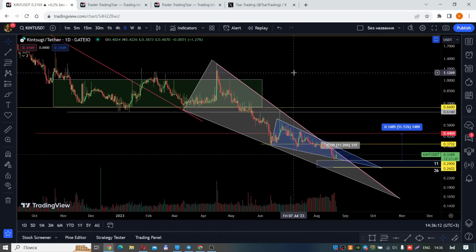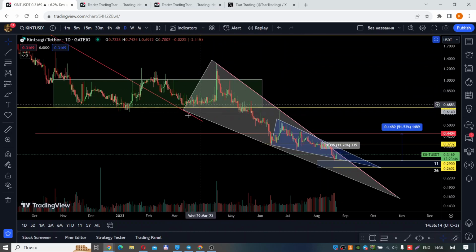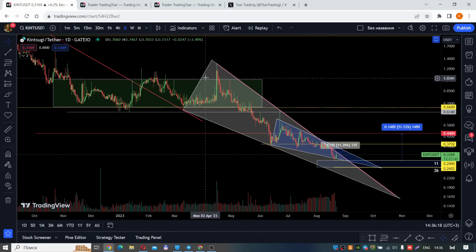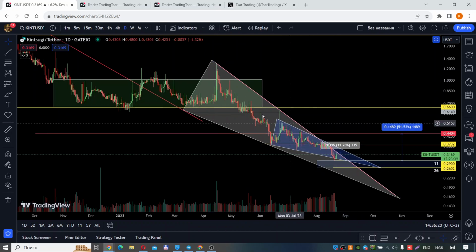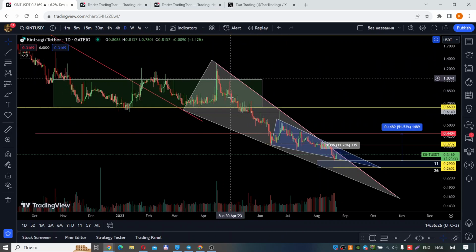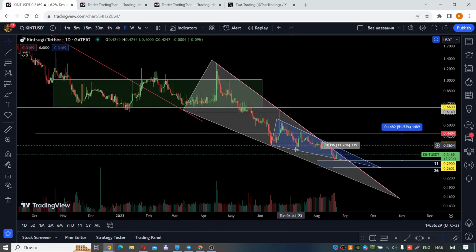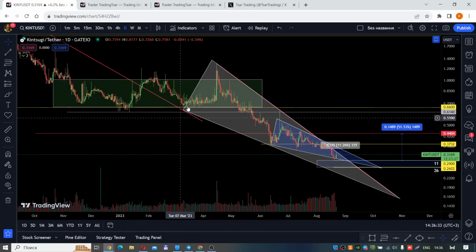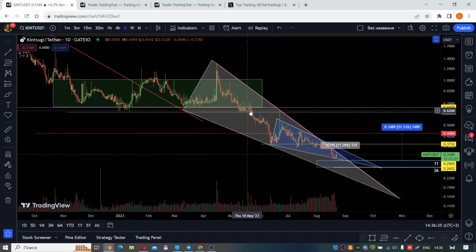Okay, so what we have for now? For now, we've seen after this pump, we began to form this huge falling wedge, because it is not logical to hold the price in the accumulation while the whole other market is falling down. So we saw a breakout of this local accumulation. I have shown the support zone here at 66.